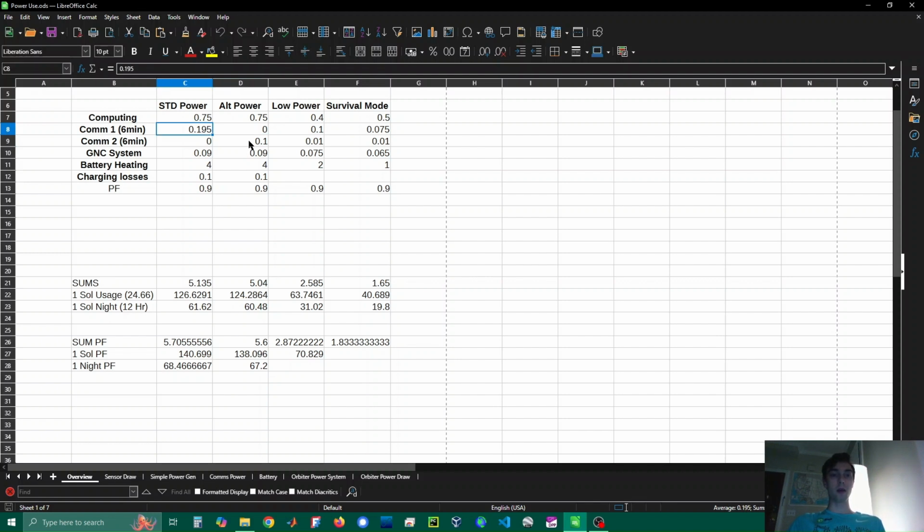So it's about double the power for the 3 watt as opposed to the LoRa system, which is a 1 watt system. It's also important to note that the main UHF system has a higher data rate than LoRa, so even though it's 3 times the power, it's only double the power usage over 6 minutes because of that higher bandwidth. So we don't have to communicate as long to transmit the same data.